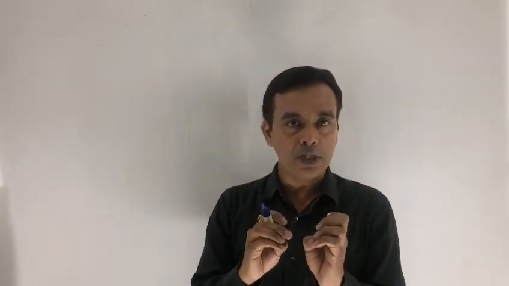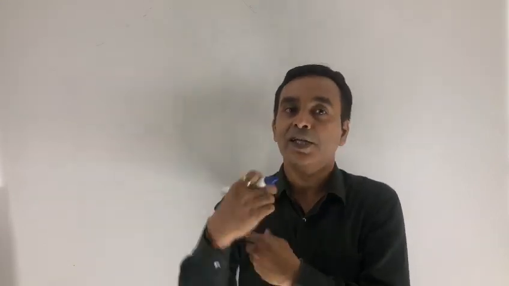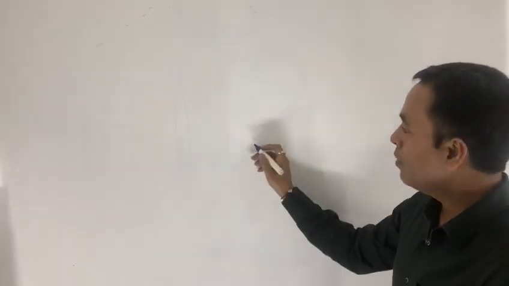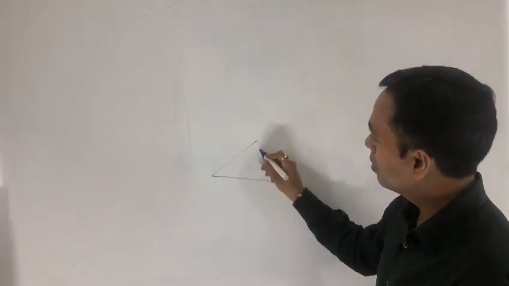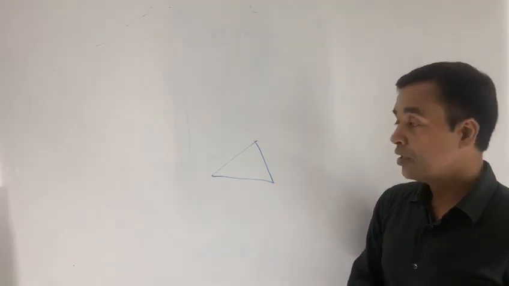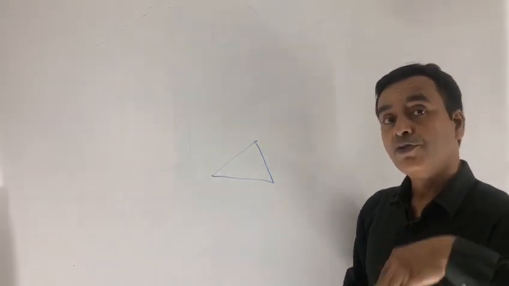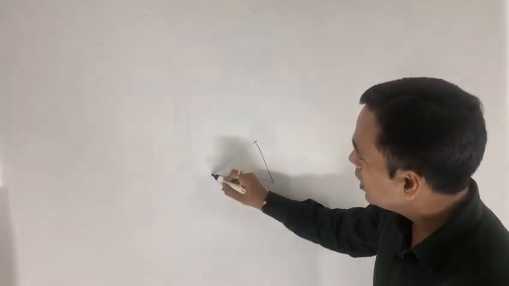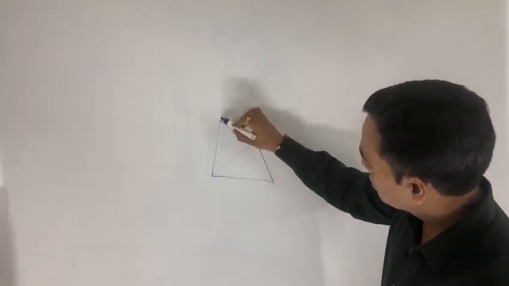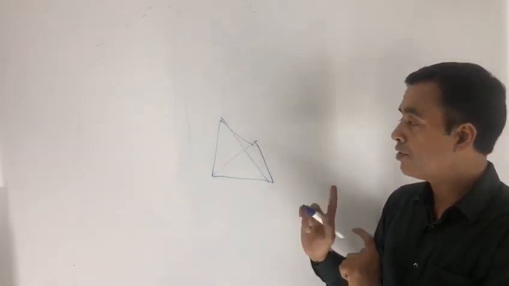Now my question is, I have one tetrahedron. Have you heard of the tetrahedron? Tetra means four, and hedron means four similar surfaces. If it makes a three-dimensional object, it is called a tetrahedron. Now look, I have one equilateral triangle, and if I draw three more equilateral triangles on each side, this is called the tetrahedron.